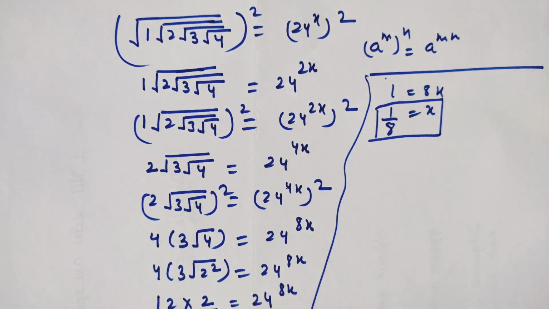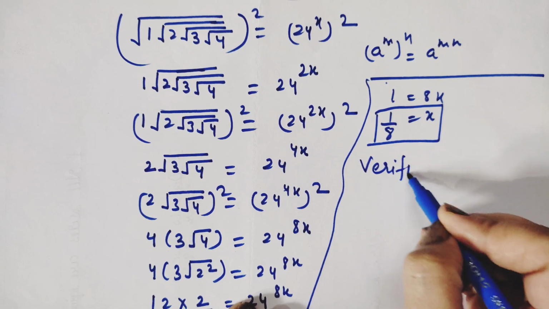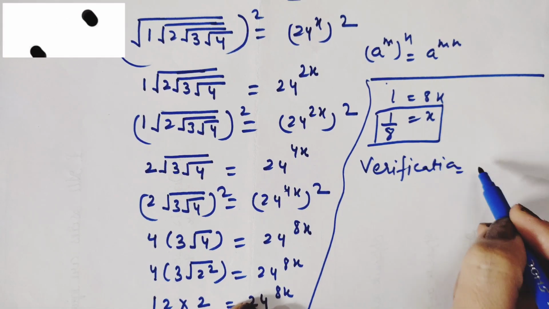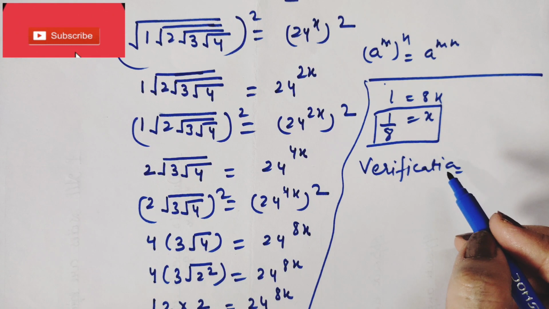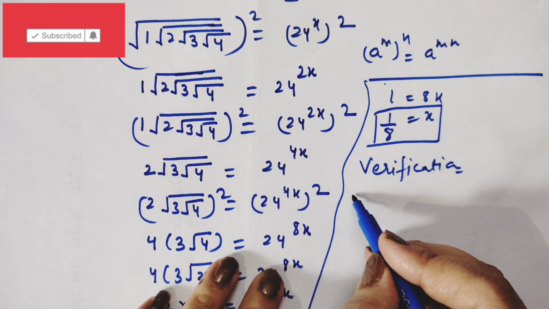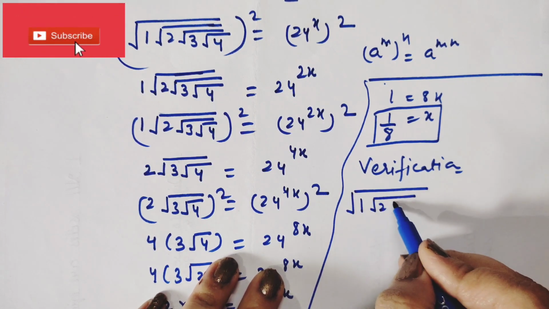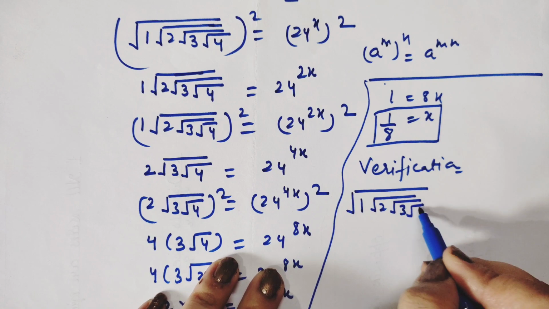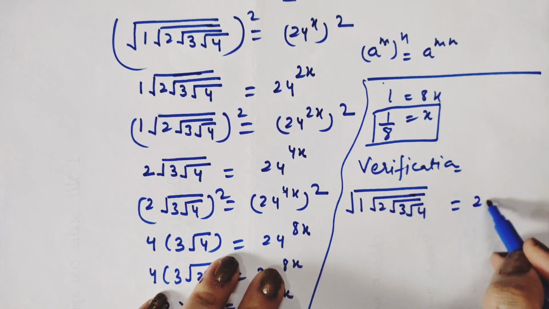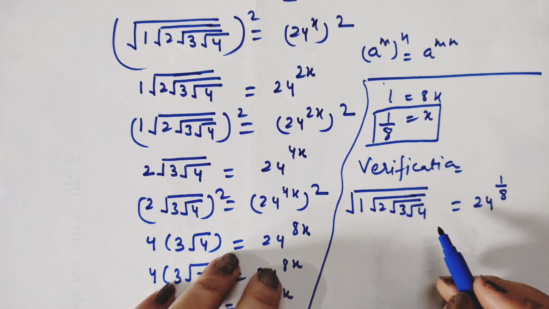So how to verify whether your answer is correct or not? We will do the verification also. Here we will start the verification. The x value is 1 by 8. So the right hand side is 24 to the power x, and the left hand side is 24 to the power 1 by 8.